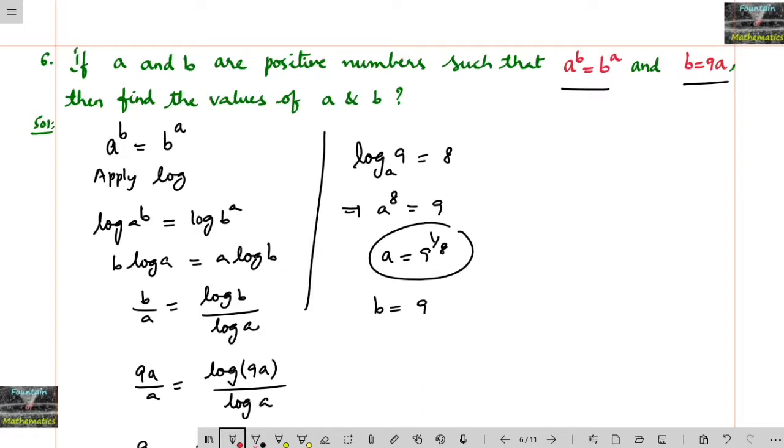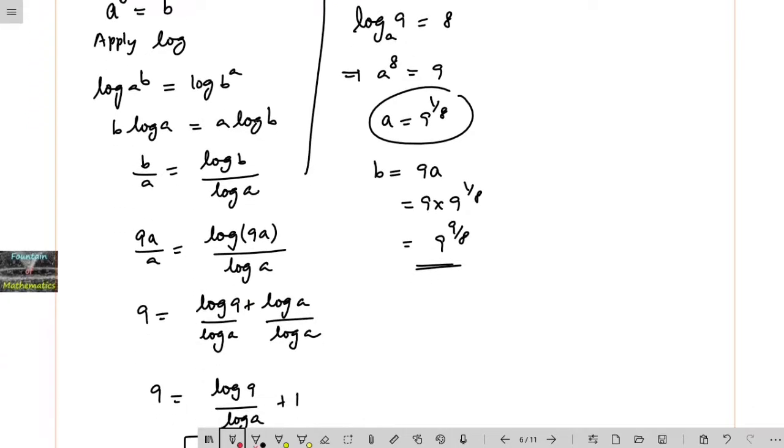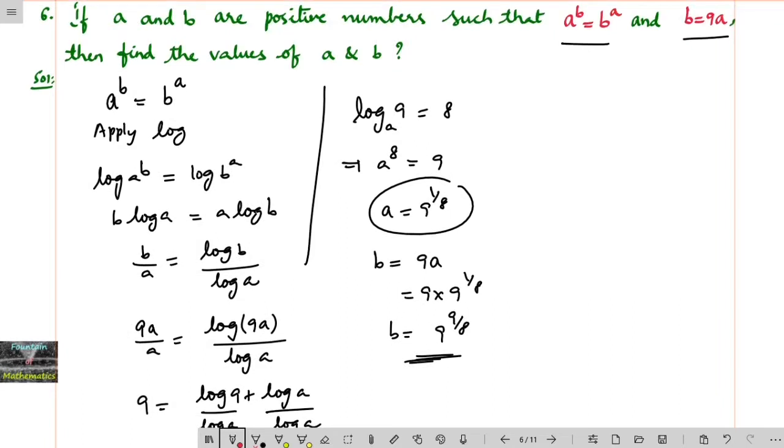If a is equal to 9 to the power of 1 by 8, then what is b? b is equal to 9a, which is nothing but 9 into 9 to the power of 1 by 8. So this is 9 to the power of 1 plus 1 by 8, which is 9 by 8. So we got the a value and b value. This is how we can find the values of a and b.